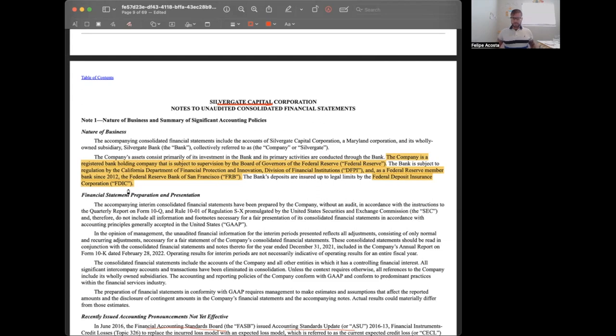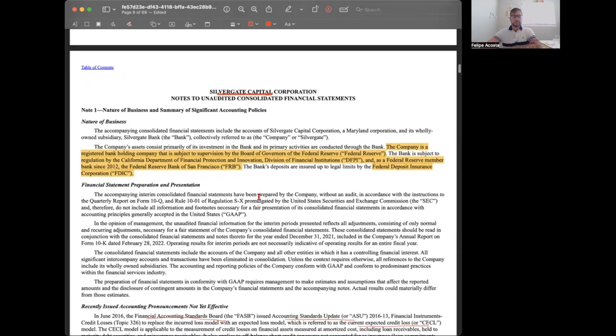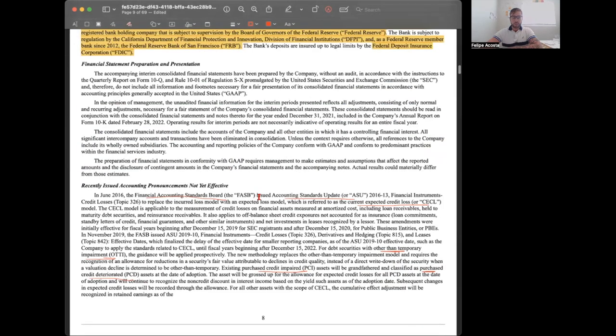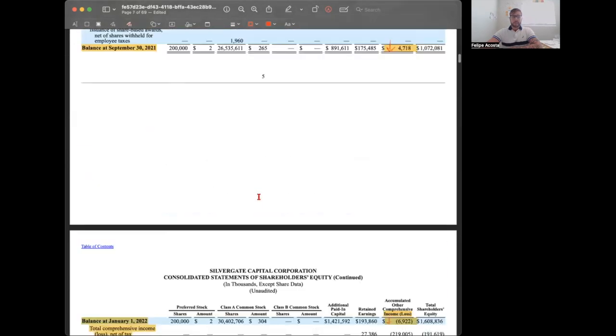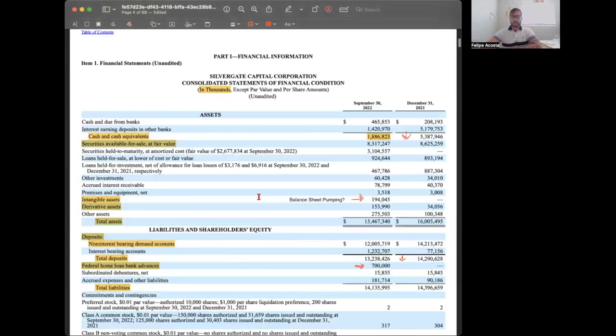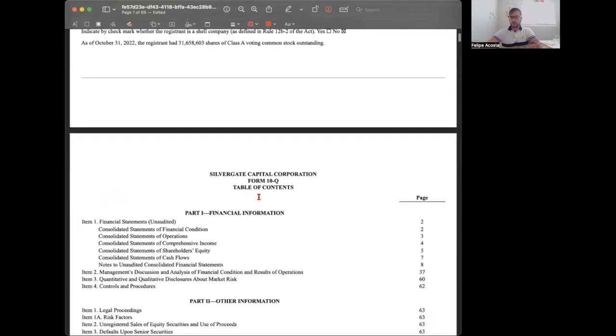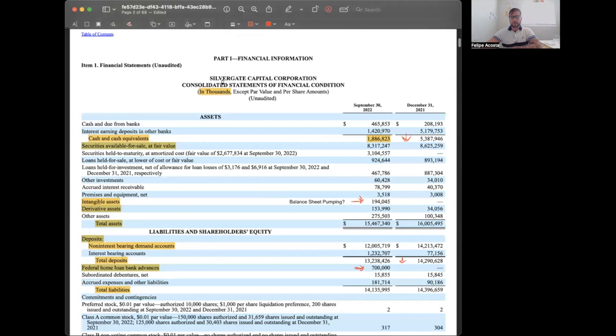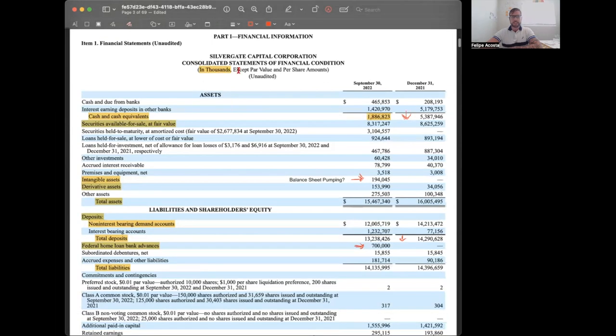So they're a legit bank, legit banking business, and they're even a member of the Federal Reserve. They're regulated by the Federal Reserve and the California Department of Financial Protection and Innovation. This is a legit bank, legit business, right? Been around for a while. And basically, they're at the brink of bankruptcy, which I wouldn't be surprised if they declare bankruptcy pretty soon, maybe in the next couple of quarters.